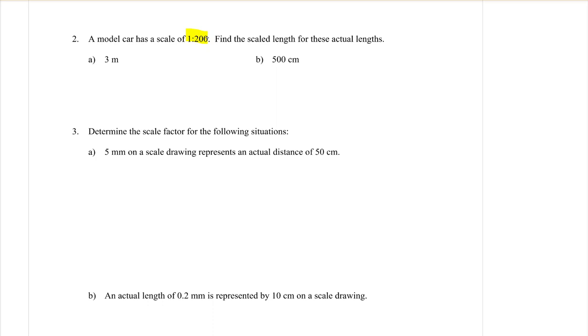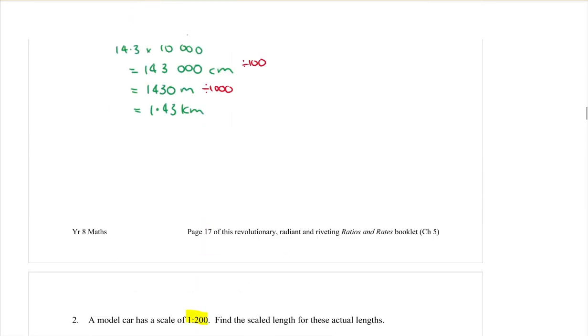Find the scaled length for these actual lengths. These are the real life measurements. Something in real life measures 3 meters, and I want to go backwards and find out what it would be on my scale drawing. So what do I do? Before I was timesing, what do I do if I'm going back for the map diagram? The map measurement.